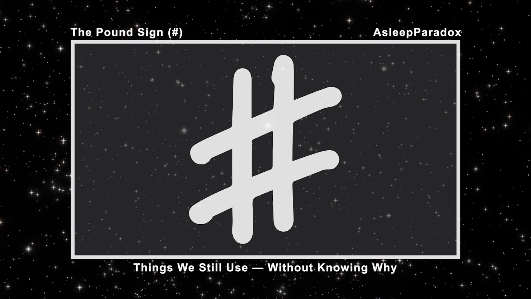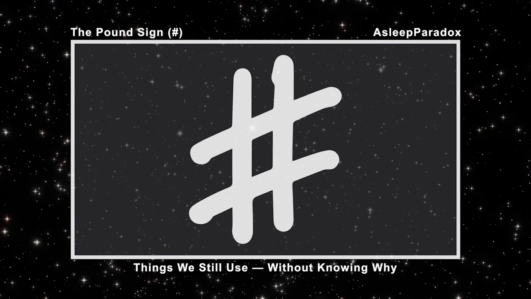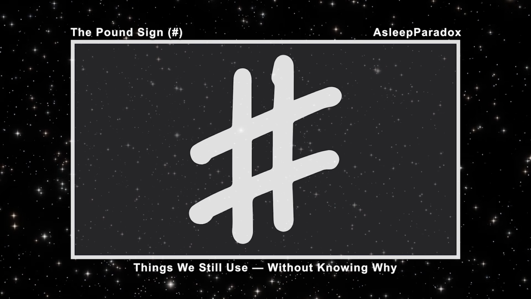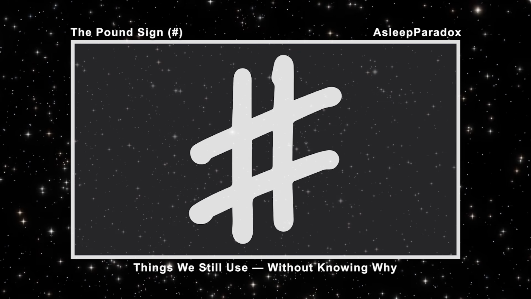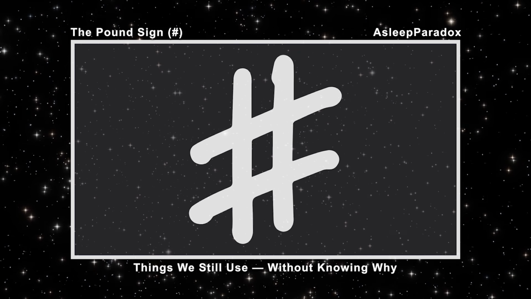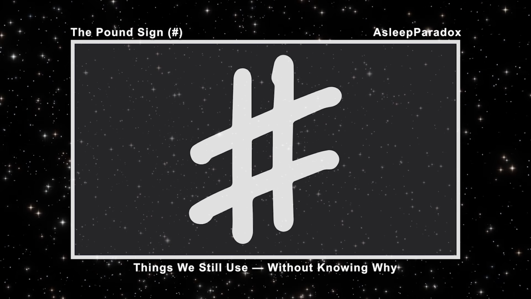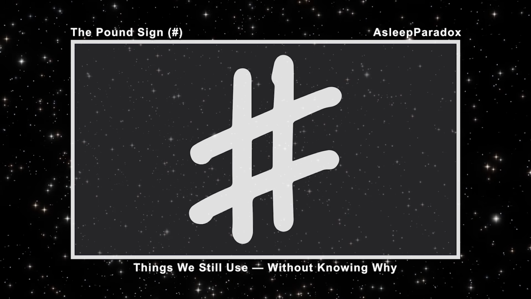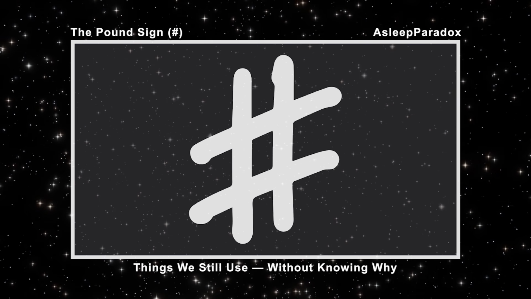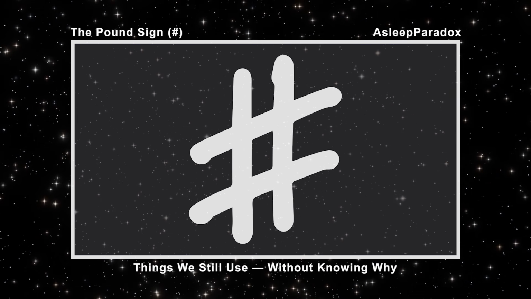No redesign was necessary. The character's physical form remained unchanged. Only its cultural interpretation evolved. This adaptability ensured its survival and relevance across radically different technological environments. Today, the hashtag symbol coexists in multiple semantic layers.